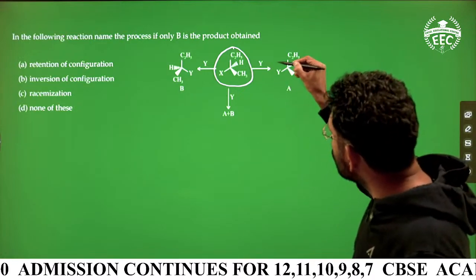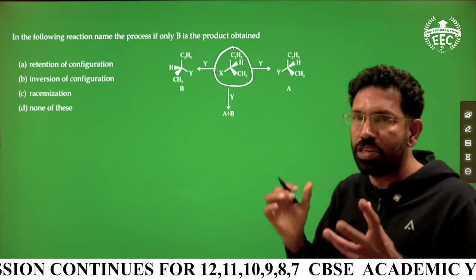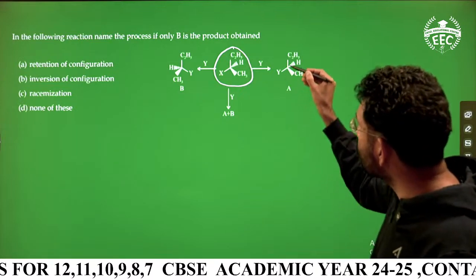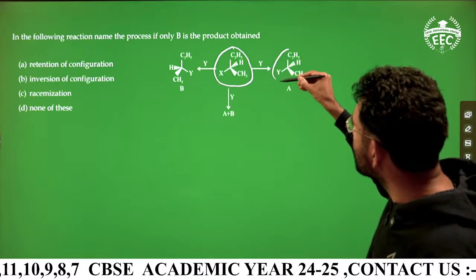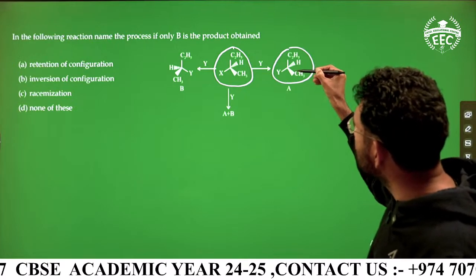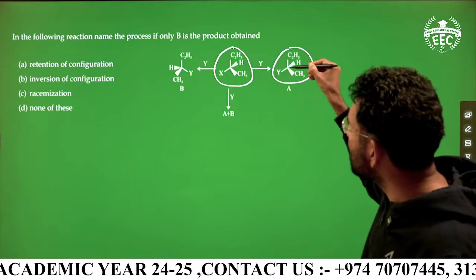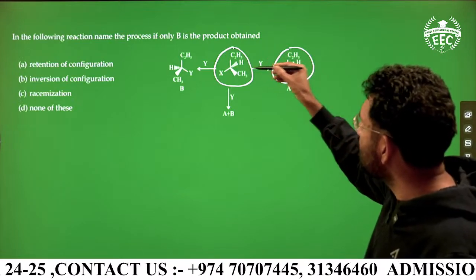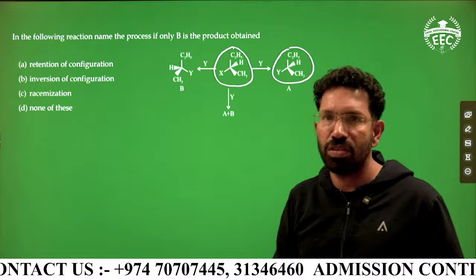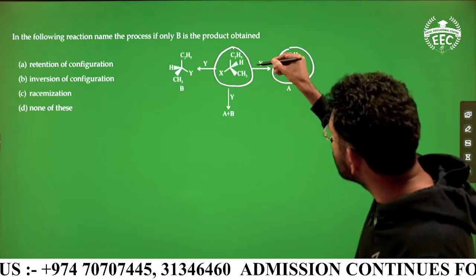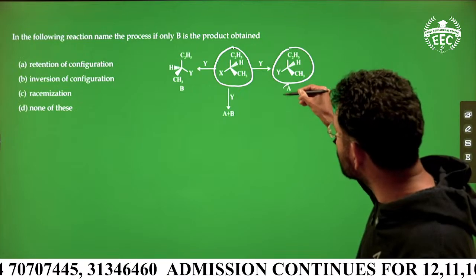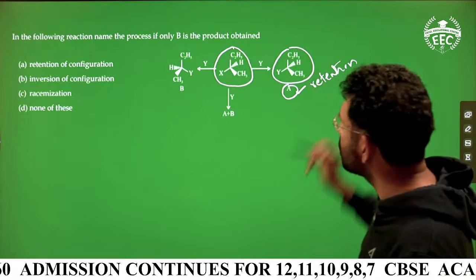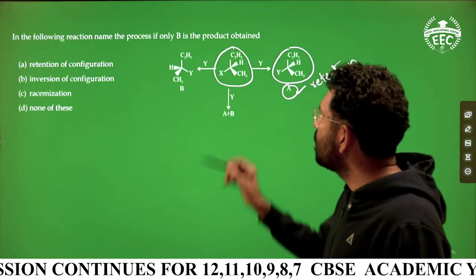If the product is just like an object, we can say this is a retention of configuration. Here the arrangement of the reactant and the arrangement of the product are the same. The orientation of C2H5, H, CH3, and the X and Y arrangement is the same. So we call this process a retention of configuration. If product A is obtained, we say it is retention, right?